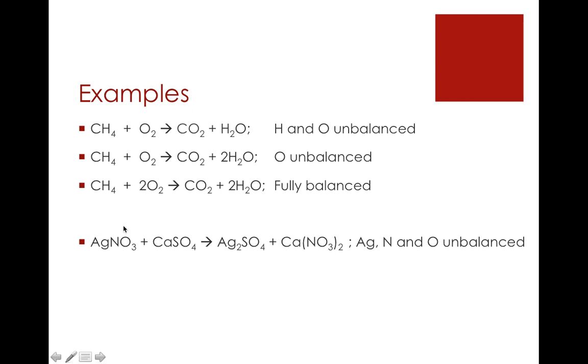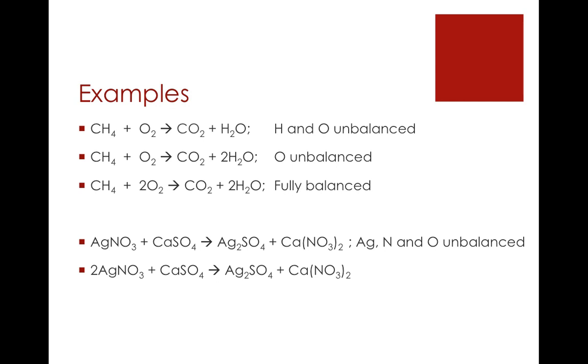Similarly, here's a precipitation reaction. I've got silver nitrate and calcium sulfate, and I'm going to make silver sulfate and calcium nitrate. At the moment, the silver, the nitrogen, and the oxygen are unbalanced. Now here, because I've got a polyatomic ion, nitrate, and another one, sulfate, I'm going to count them together as the ions. I'm not going to count them as separate elements.